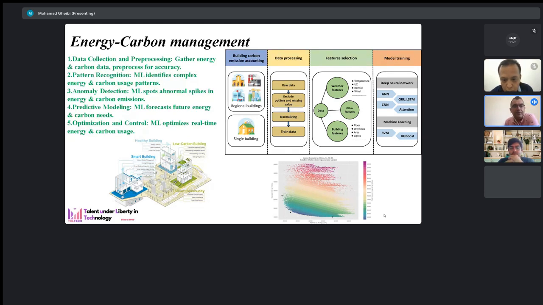Also, we need to check anomaly detection, how machine learning spots abnormal spikes in energy and carbon emissions. Also, predictive modeling, where machine learning can help us forecast future energy and carbon needs. And the final one is related to optimization and control, because control is very important for future improvement in real time about the usage of energy and carbon.